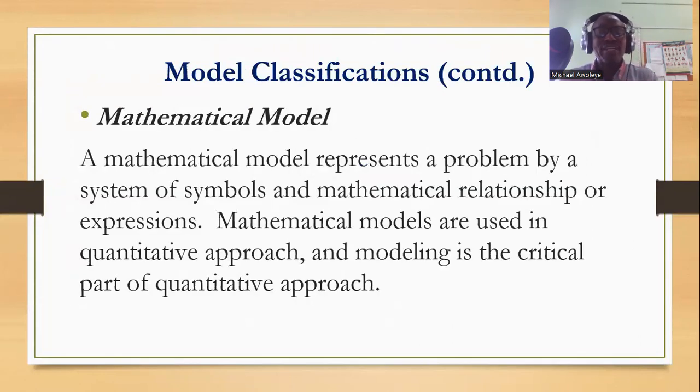We also have the last one here, the mathematical model. This represents a problem by a system of symbols and mathematical relationships or expressions, just like we have in a regression equation. That one represents maybe the dependent variable and a series of independent variables, especially when we are considering a case of multiple regression. Now, mathematical models are used in the quantitative approach, and modeling is a critical part of quantitative research. This is very important. And this is where we're going to end today.